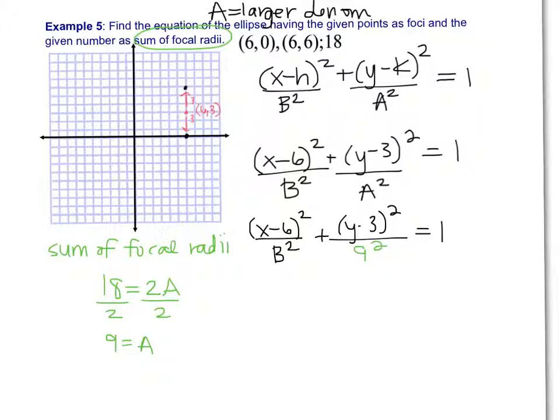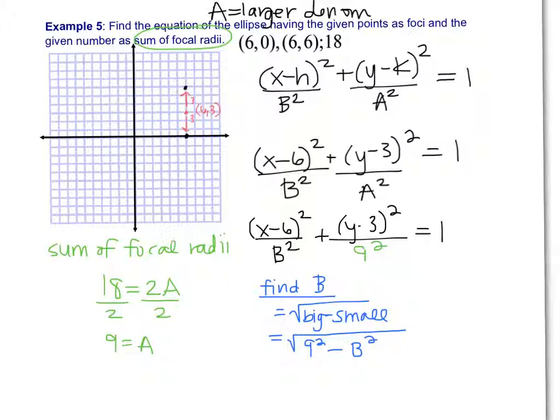equals 1. And then the last thing we need to do, I'll switch up my color one more time. Now we need to find the b. So the way that we can do that is, I know that when we find where the focal points are, the distance I need to move is the square root of the big denominator minus the small, right? So the big denominator we already know is 9 squared. So we have the square root of the big denominator, which is 9 squared, minus the small, which is what we're trying to find, equals, and then, what is that distance actually equal to?